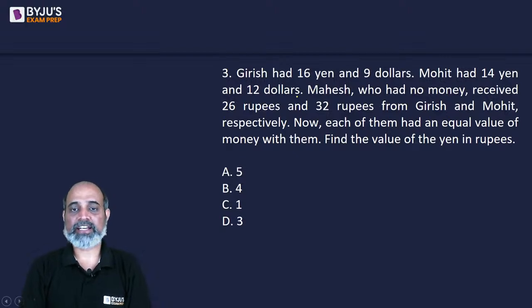Next, Girish had 16 yen and $9, Mohit had 14 yen and $12, Mahesh, who had no money, received 26 rupees and 32 rupees from Girish and Mohit respectively. Now each of them had an equal value of money with them. Find the value of the yen in rupees.